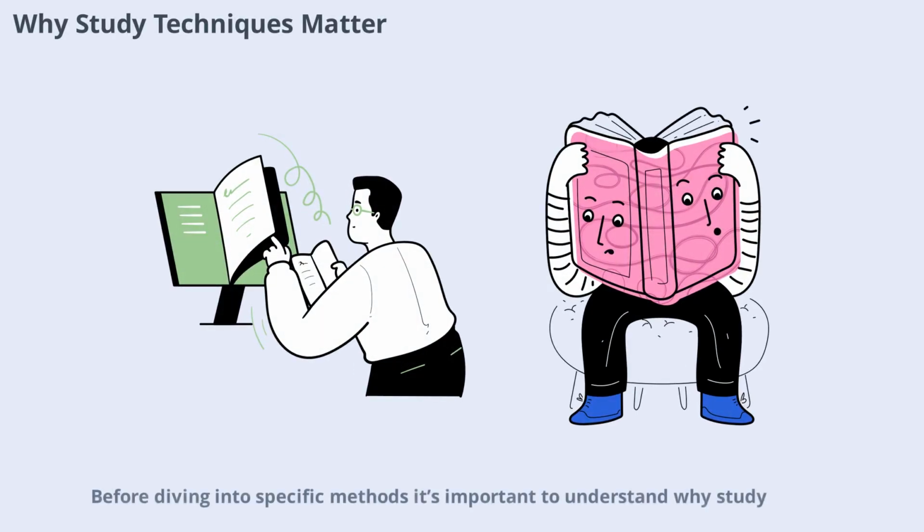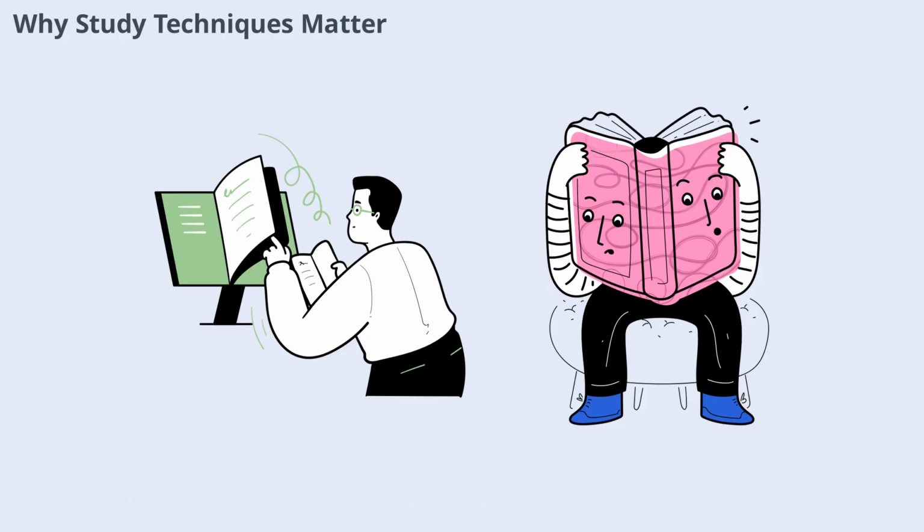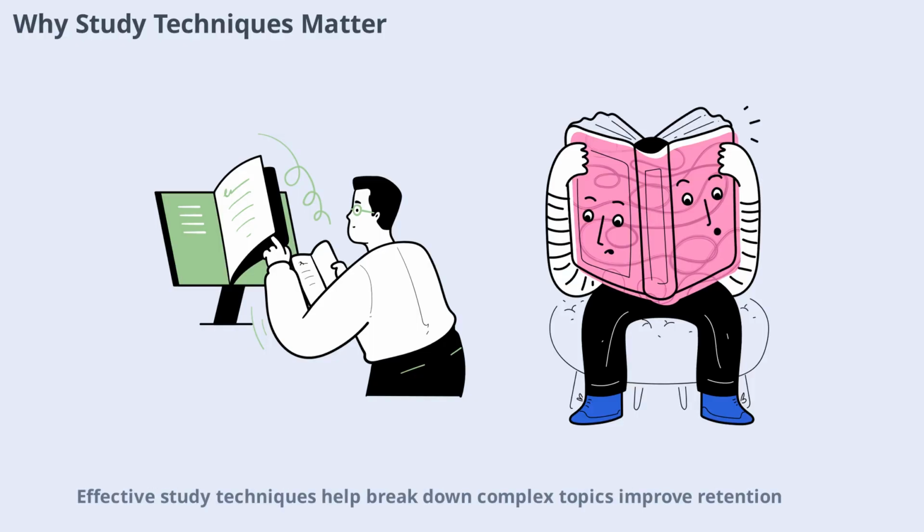Before diving into specific methods, it's important to understand why study techniques are essential for mastering anatomy. The sheer volume of information from bones and muscles to nerves and vessels can be overwhelming. Without a structured approach, it's easy to feel lost or frustrated. Effective study techniques help break down complex topics, improve retention, and boost your confidence. By using the right strategies, you'll not only memorize facts but also develop a deeper understanding of how the human body works as an integrated system.